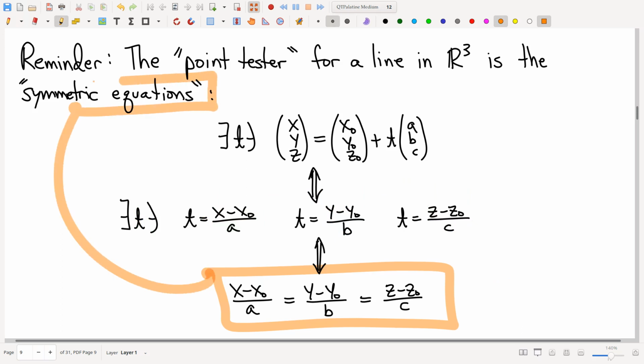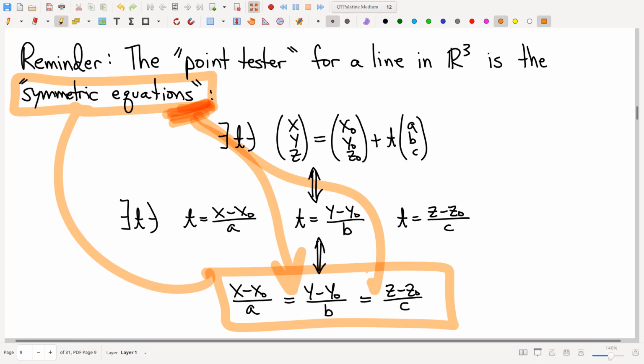And you will notice the plural, very important. This is not singular. This is two equations, isn't it? And you need the two equations. Between the two of them, that is a point tester. Whatever point you give me, you can just plug in the x, the y, and the z. You compute these three expressions. You see if all three of these expressions are identical. If they are, cool, yes, that's a point on your line.